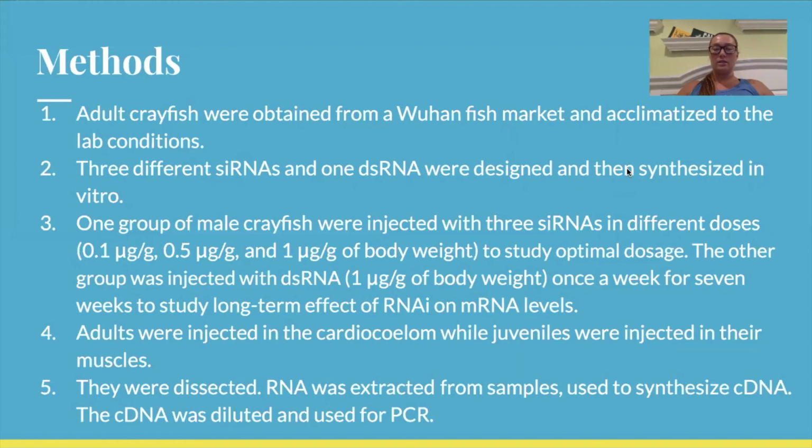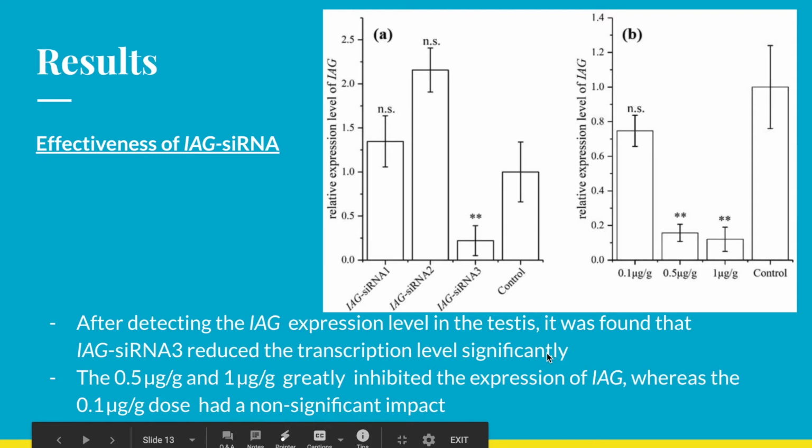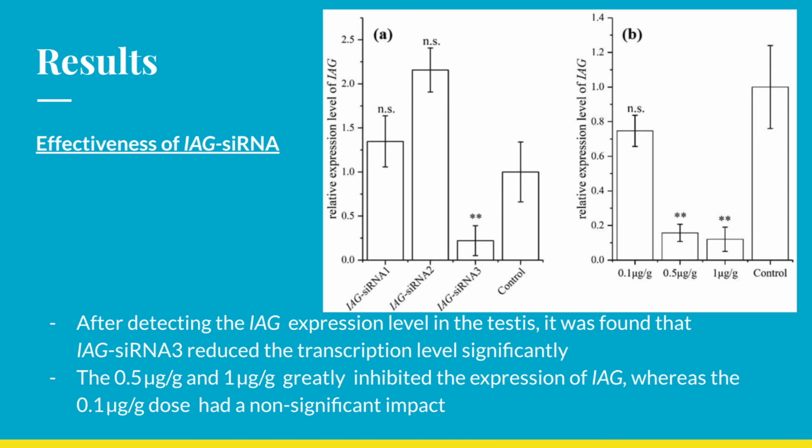After doing this, the crayfish were dissected and samples were taken. RNA was extracted from these samples and used to synthesize cDNA. The cDNA was then diluted and used to run PCR. This experiment tested the effectiveness of IAG siRNA in gene silencing.